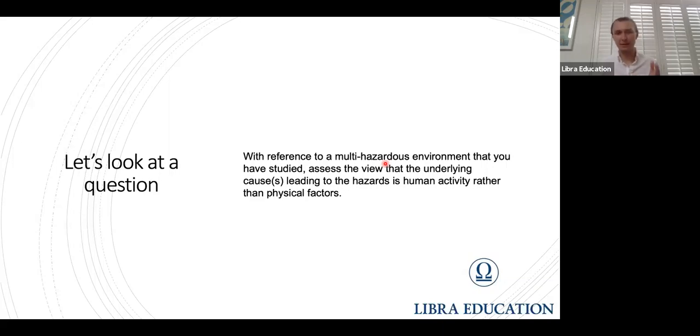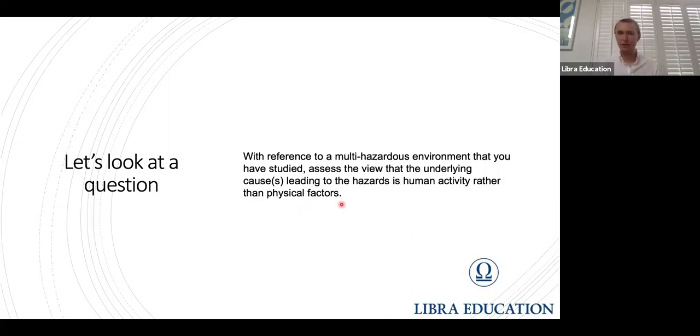In this case, we need to look at a multi-hazardous environment. So that's an area where at least 2 hazards can take place. We need to assess the view that the underlying causes leading to the hazards is human activity. So we need to understand whether it's the things that humans do that is causing the hazard, rather than physical factors.